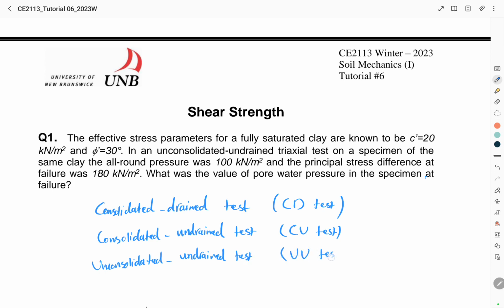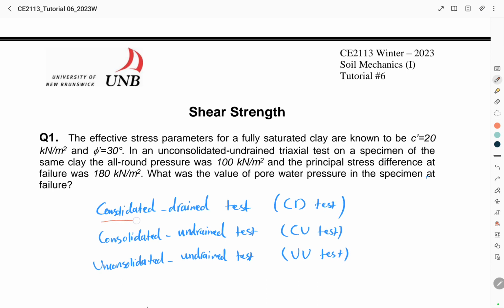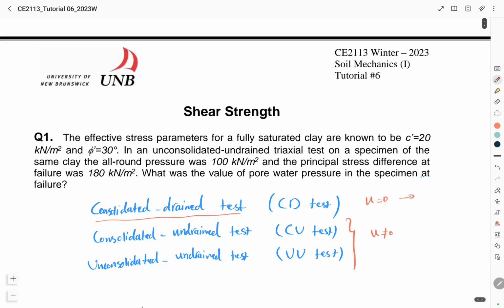or UU test. In the first type of test, which is a consolidated drained test, the value of u is equal to 0. But in these two types of tests, since they're undrained, u is not equal to 0. And we know when u is equal to 0, the total stress, which is u plus effective stress, will be equal to the effective stress because this value was equal to 0. In this question, the test is unconsolidated undrained, so u is not equal to 0.